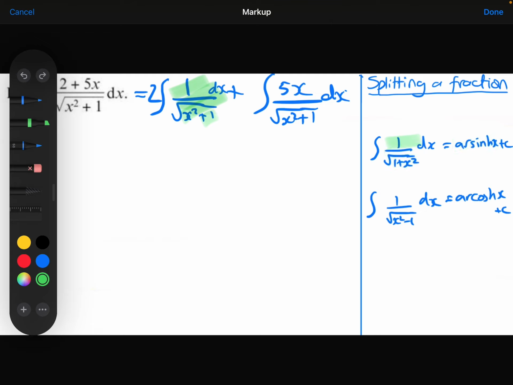The second integral is a little bit trickier. We've got 5x over the square root of x squared plus 1. But we can actually do that because we can spot a derivative for that. It's not particularly easy to spot, but we can do it because the derivative of what's on the inside down here is 2x, which is similar to what I've got here. So I'm going to rewrite that second integral.